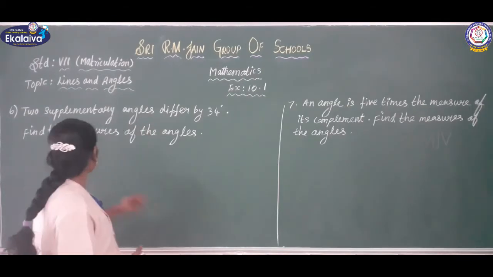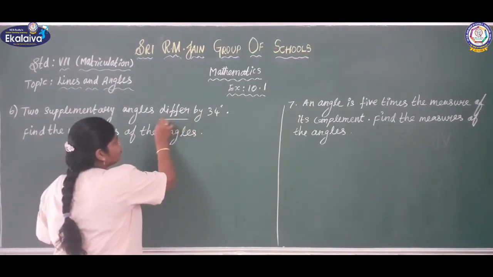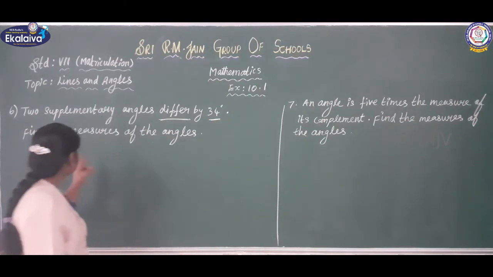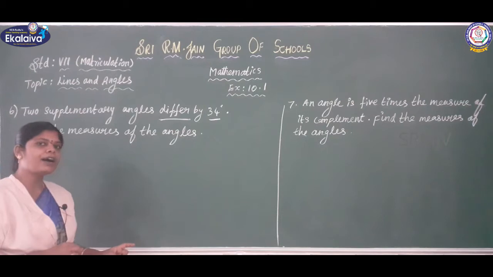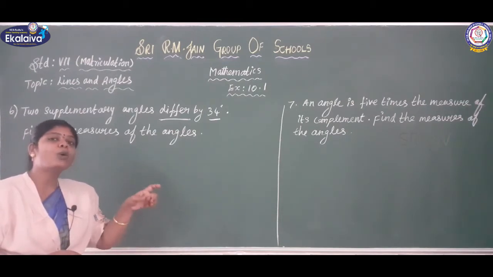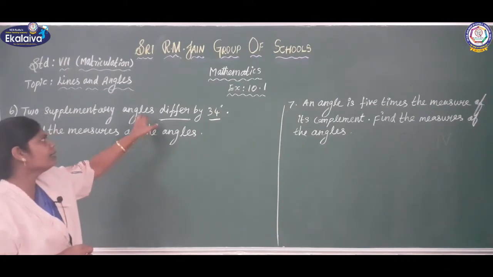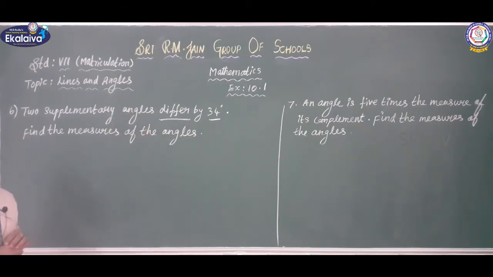The next one, two supplementary angles differ by 34 degree. So, find the measures of the angles. Here supplementary angles. Okay. So, what is supplementary angle, children? The sum of their measure is 180 degree. When we add the angles, we will get 180 degree. That angles is called supplementary. Okay. Here the difference is given. But we don't know the two angles.